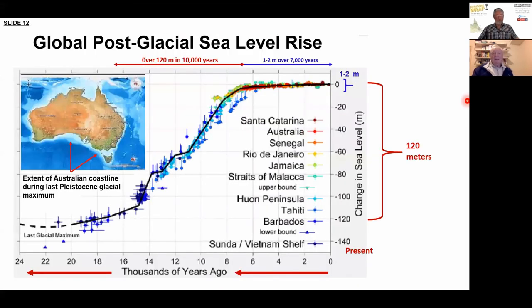Now, this diagram here, just onto another topic, is showing time along the bottom axis from the present going back 24,000 years. So it's a relatively short period of time. It's in the Holocene again. And this is showing you sea level change over that time period up to the present.